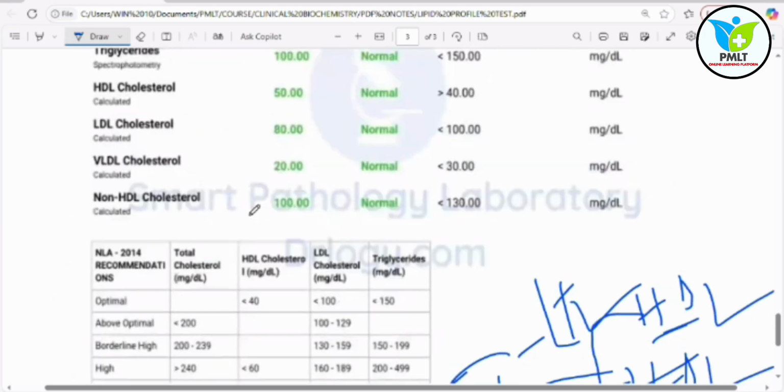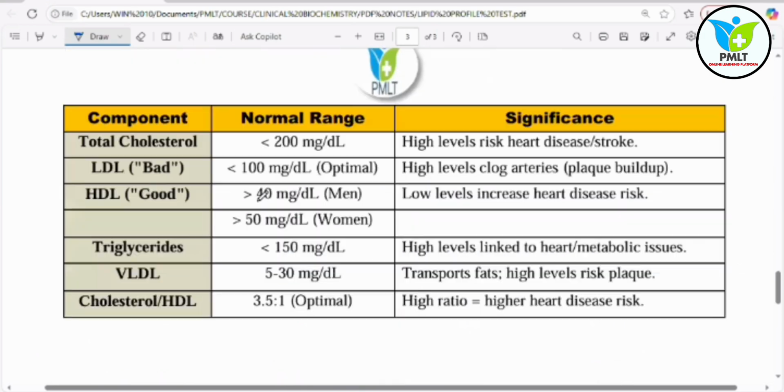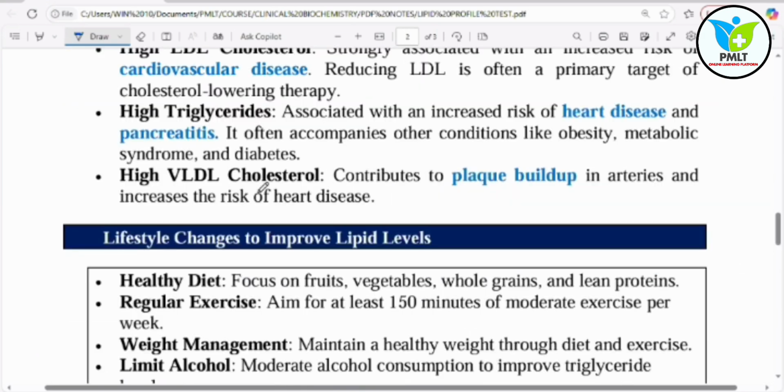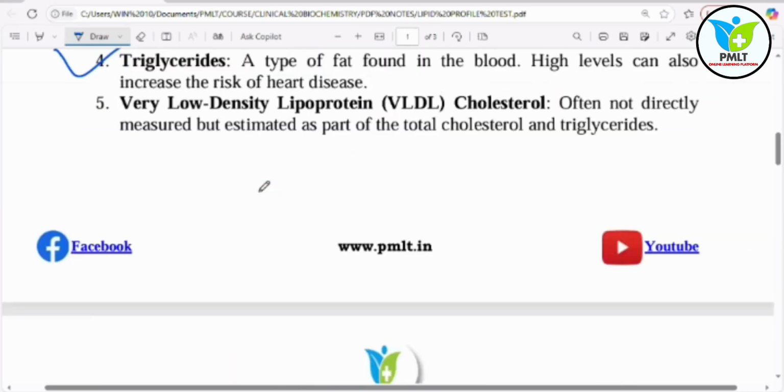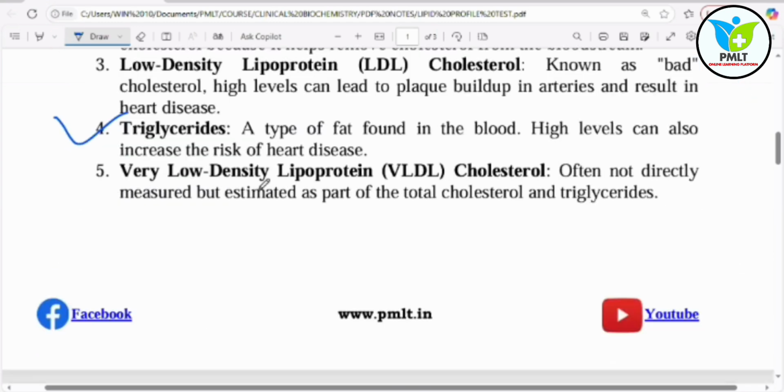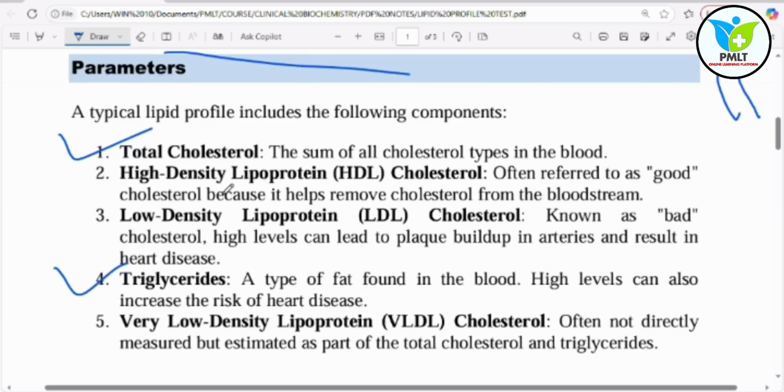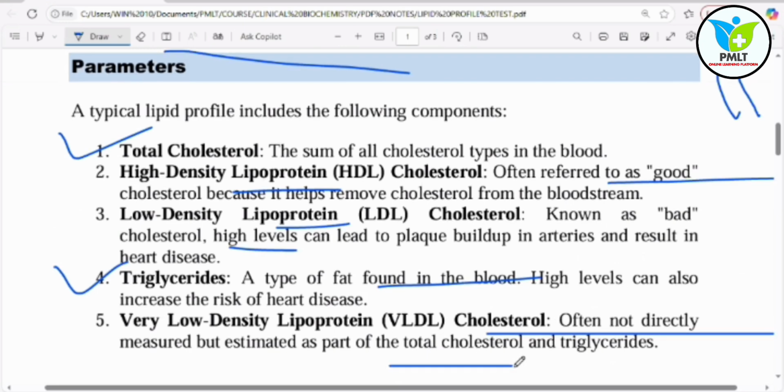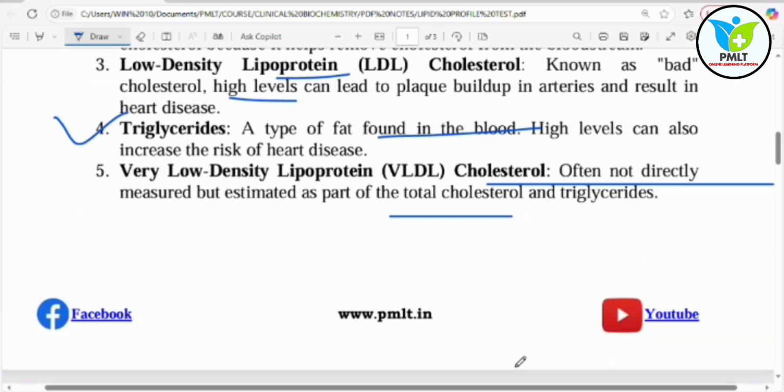Okay, that's everything we need to measure. Understood? If you are noticing here, those are all the parameters. HDL is called good cholesterol, LDL is called bad cholesterol, triglyceride is basically found in the blood, and VLDL is also measured, right? Those are all the parameters related to the lipid profile test.